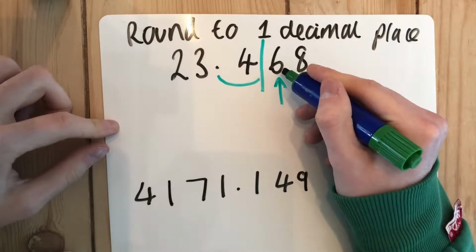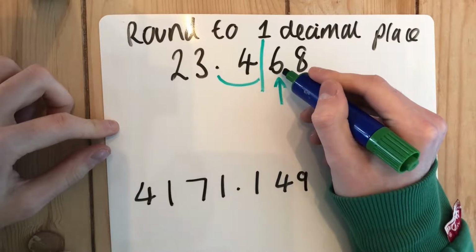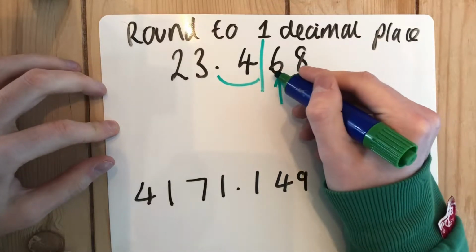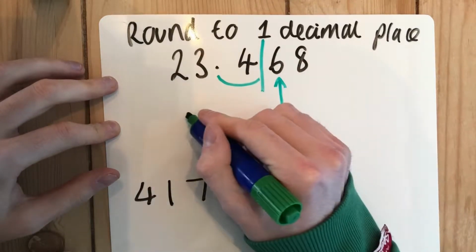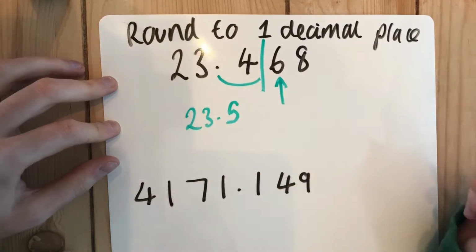If that number is 4 or less, then I would round down. If that number is 5 or greater, I would round up. As this is greater than 5, my answer is going to be 23 point. I round the 4 up, I get 5.